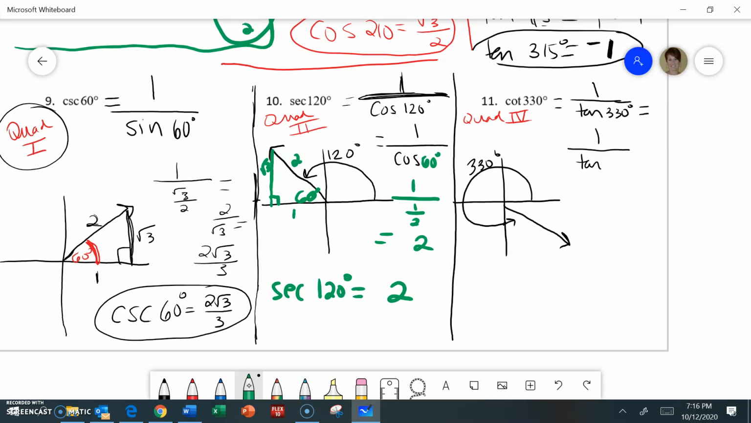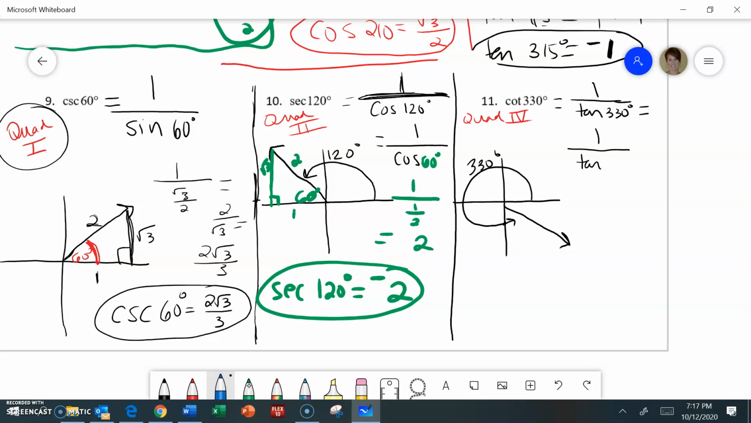But is it 2 or -2? Well, since we're landing in quadrant 2, and All Students Take Calculus, the only things positive there are sine and cosecant. And secant does not belong in that category, so our answer is -2.